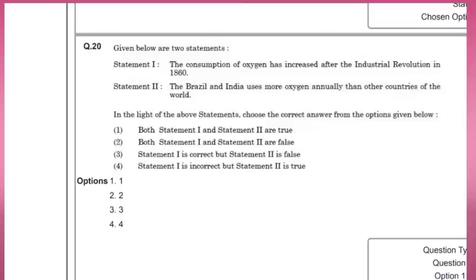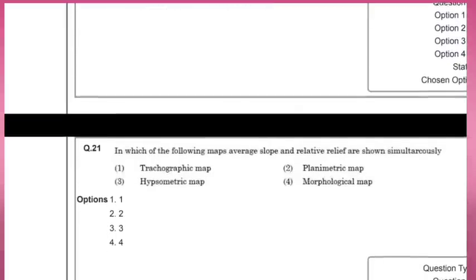And the next question, on which of the following maps are average slope and relative relief shown simultaneously? Definitely option 1 is the correct answer. It is the topographic map, basically. Correct answer option 1.